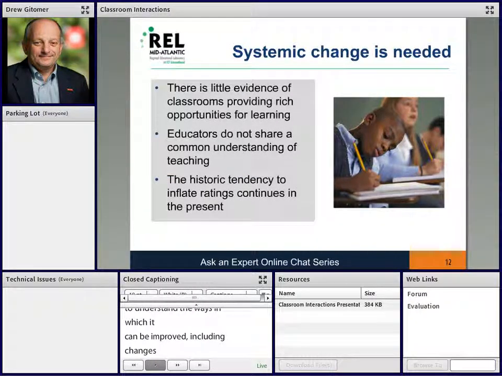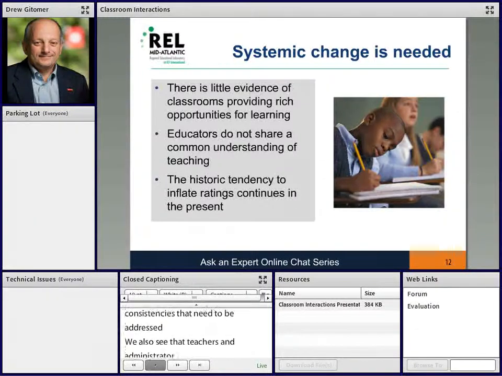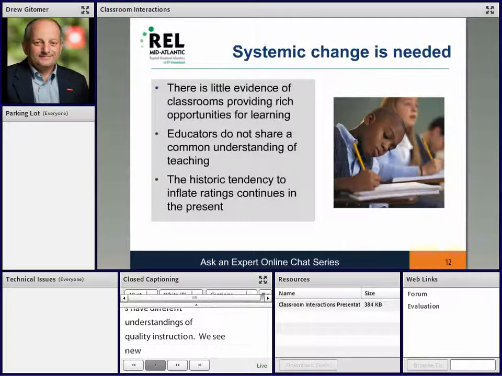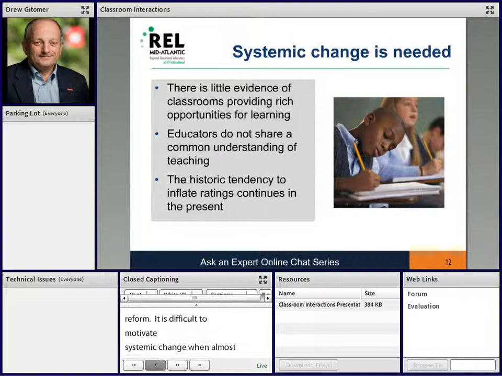So what we see is that teaching in general needs to be improved, which is at odds with much of the rhetoric and policy around teaching evaluation. If our models of evaluation focus on differences among teachers, we miss the important consistencies that need to be addressed. We also see that teachers and administrators all bring idiosyncratic understandings of good quality instruction. And as these new evaluation systems are going online, scores are very high and very similar to those that raised concerns and led to teacher evaluation reform. It's difficult to motivate systemic change if almost all teaching is considered effective or highly effective.